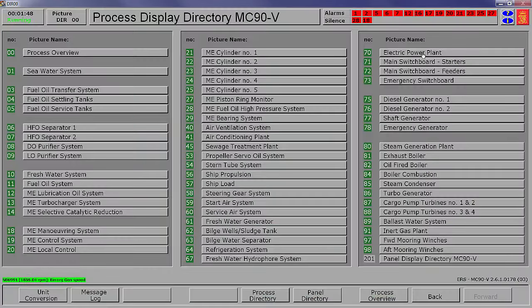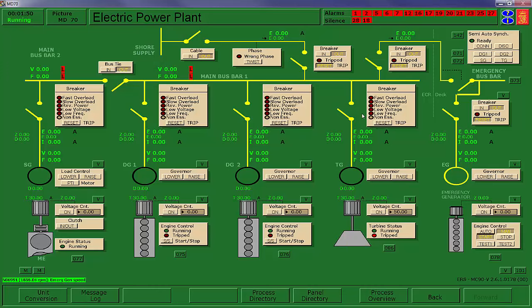Next, we're going to go process directory, electric power plant. And we're going to put on the voltage regulator, and we're going to adjust it for 440 volts. About 46 seems to work pretty well. You notice our frequency is high. We're at 61 hertz. We're going to lower that down to 60.